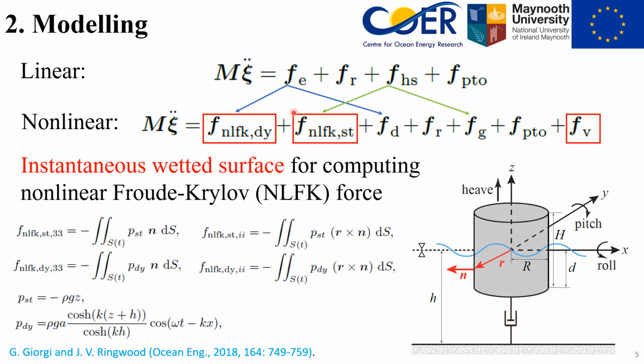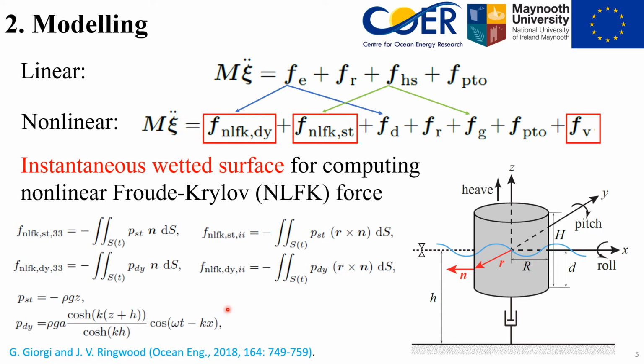In the nonlinear model, the excitation force is divided into two parts, including the dynamic nonlinear FK force and the linear diffraction force. The hydrostatic force is also divided into two parts, including the static nonlinear FK force and the linear gravity. In addition, the viscous force is also considered. Otherwise, the system is unstable when parametric resonance occurs.